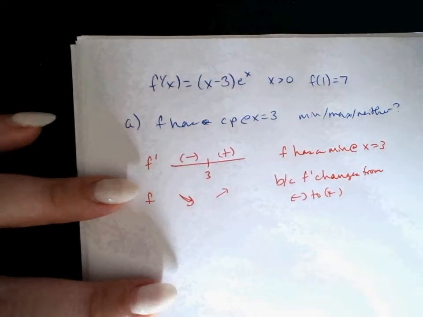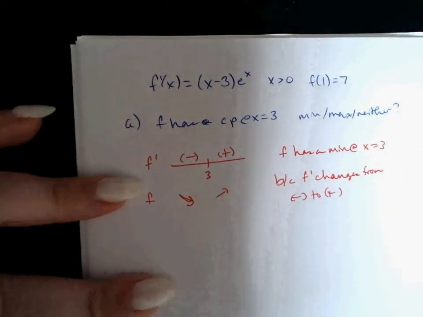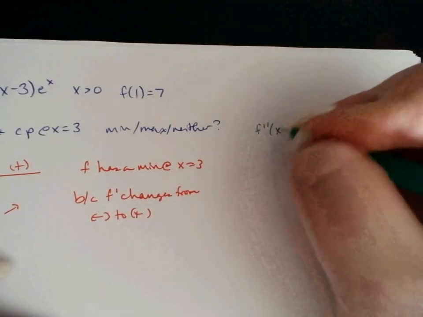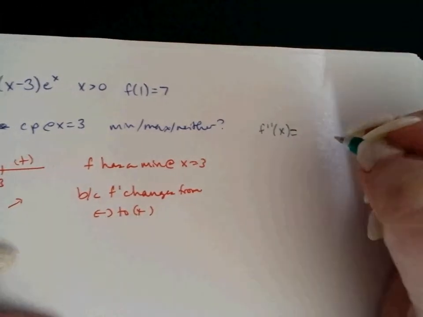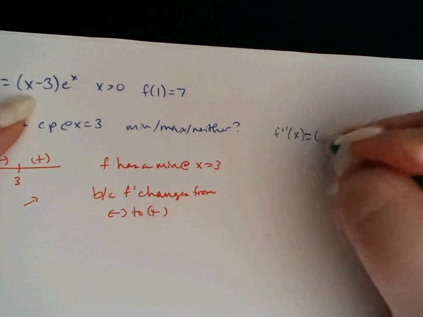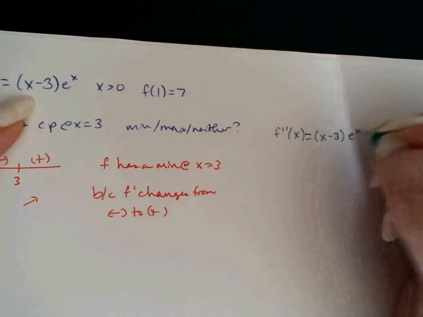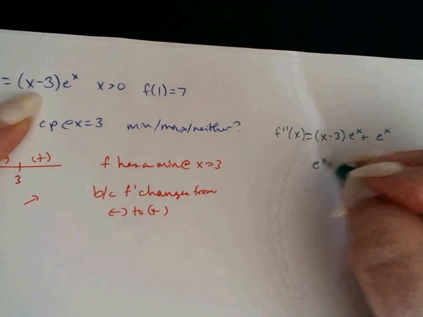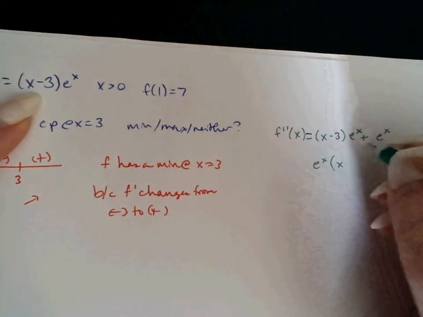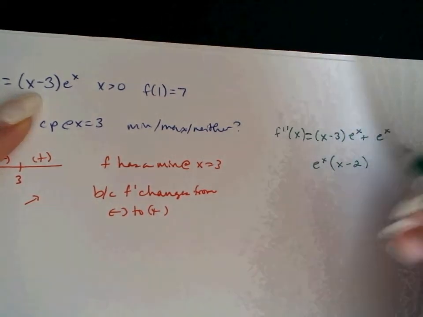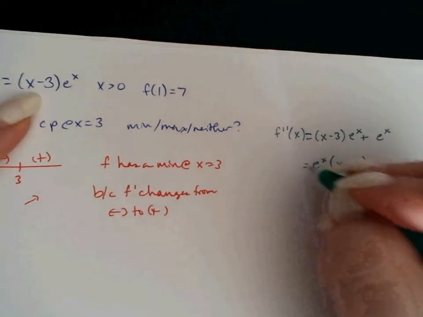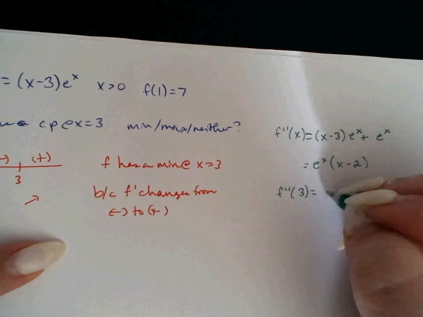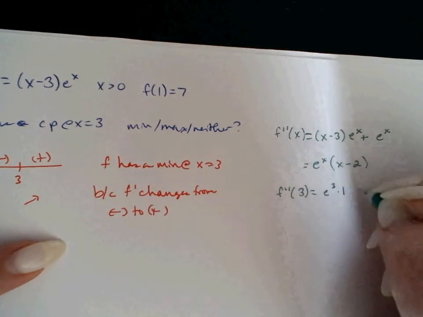So right quick, I'm just going to find the second derivative. f double prime of x equals, so we would have to do product rule. First times the derivative of the second plus the derivative of the first times the second. So that's just e to the x factored out, x minus 3 plus 1, so x minus 2. So if we were to plug in 3, we would get e cubed times 1, which is greater than 0, so that's positive.